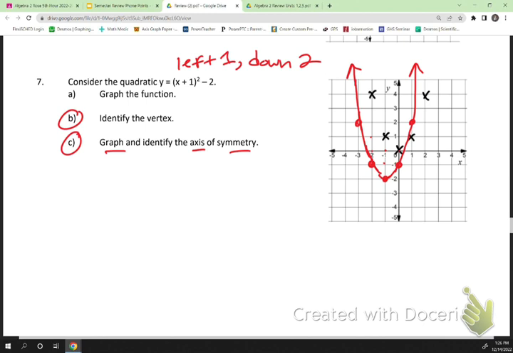So first off, what's the vertex? -1, -2. So then what's my line of symmetry or axis of symmetry? -1. Remember, it's the x value from the vertex. And then to sketch the graph of that axis of symmetry, I would put a dashed line at x equals -1.